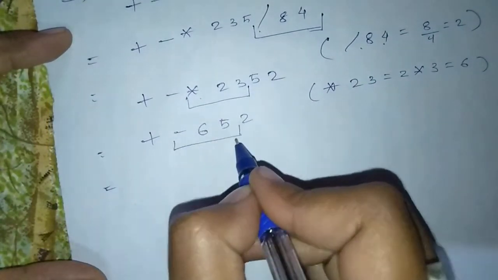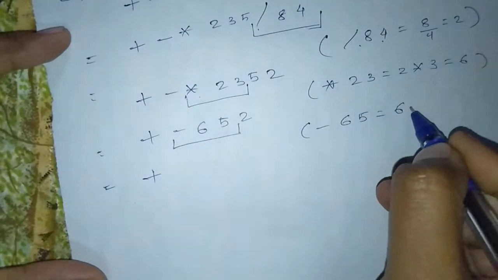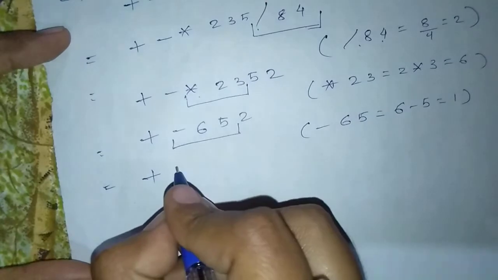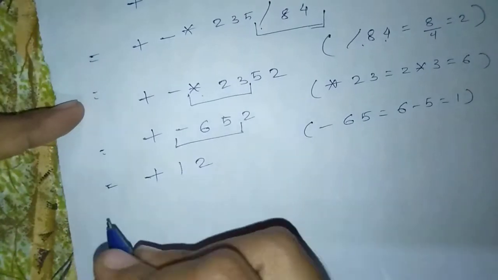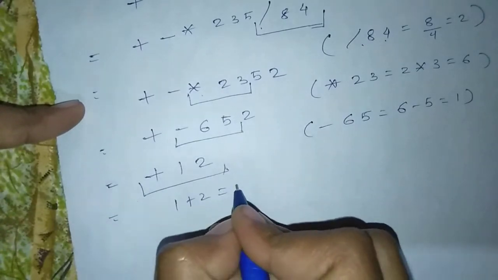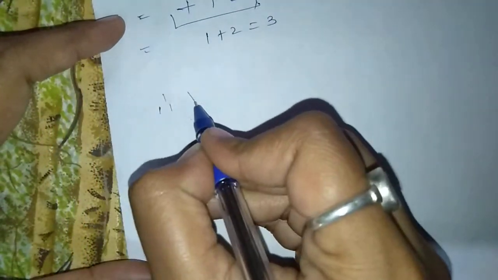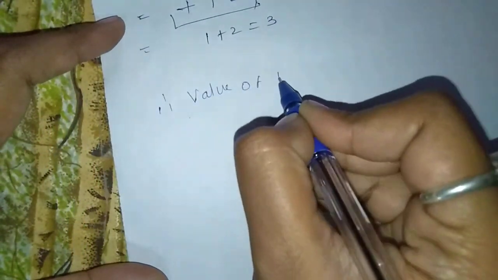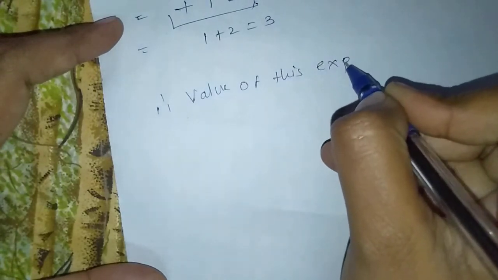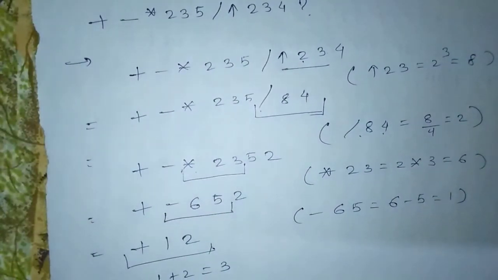Now subtraction, take these two numbers, addition as it is. Minus 6, 5 is equal to 6 minus 5 is equal to 1. So write here 1 and 2 as it is. So addition for these two numbers is nothing but 1 plus 2 is equal to 3. Therefore the value of this expression is equal to 3.